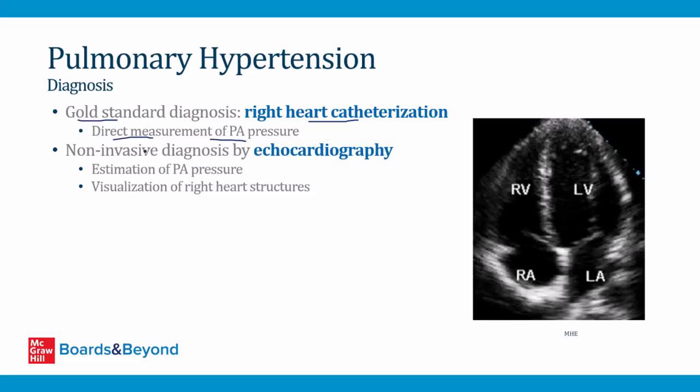The way we more often make the diagnosis is non-invasively by echocardiography. So echocardiography involves using ultrasound to take an image of the heart. There are techniques that can measure the velocity of blood flow in the pulmonary arteries, and these can be used in echocardiography to estimate the pulmonary artery pressure and diagnose pulmonary hypertension. You can also visualize the right heart structures by echocardiography, just like you're seeing the right ventricle here, and that can be helpful as well to let you know if the right ventricle is dilated or failing.